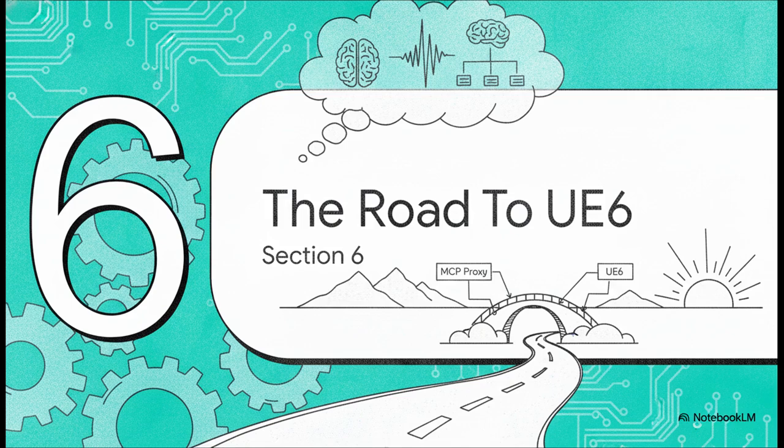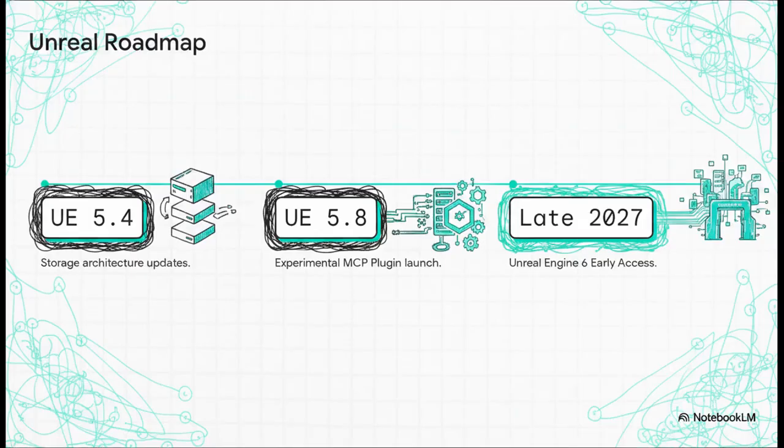Section 6. The road to UE6. Let's zoom back out to the horizon for a moment, because as cool as the MCP proxy server is today, it's really just a bridge to a much, much larger shift. We're looking at a multi-year roadmap here. We've moved from storage architecture updates back in UE 5.4 to today's experimental MCP proxy in UE 5.8. But the final destination, slated for early access in late 2027, is Unreal Engine 6. And UE6 is where the engine systematically abandons those old binary files to embrace a completely unified, distributed future.